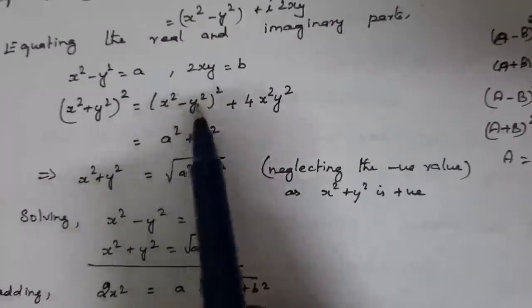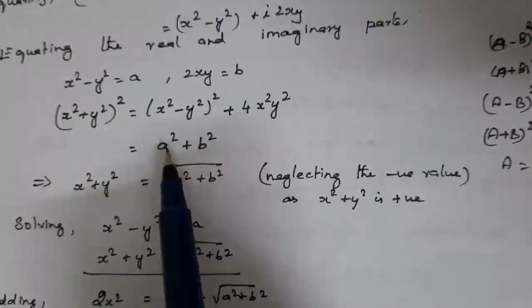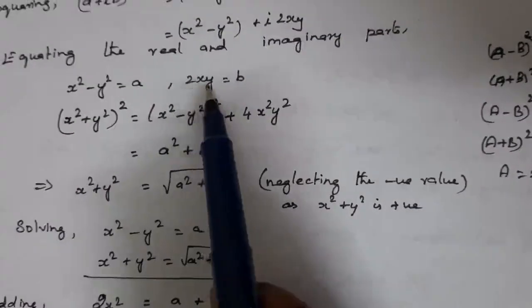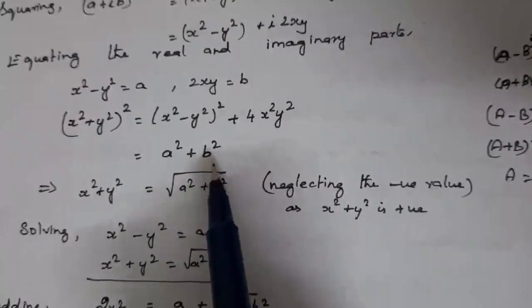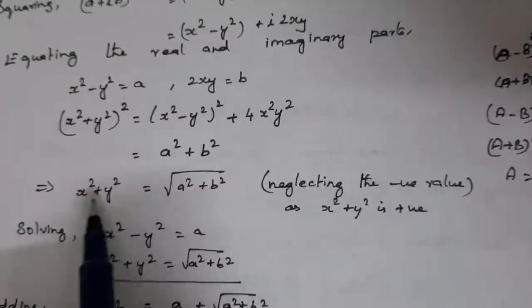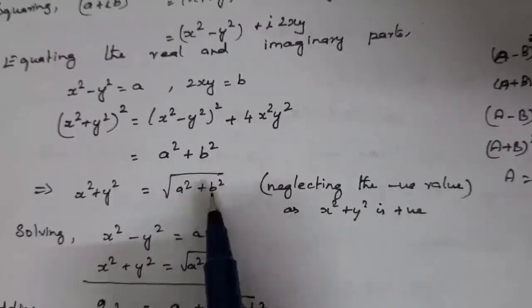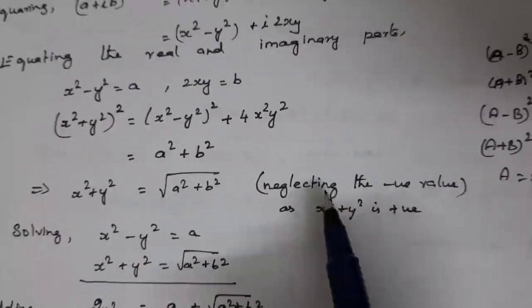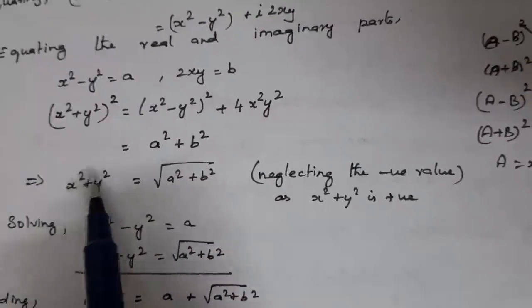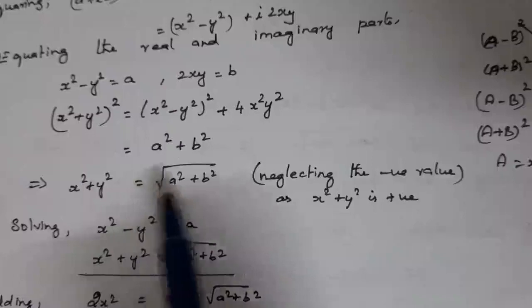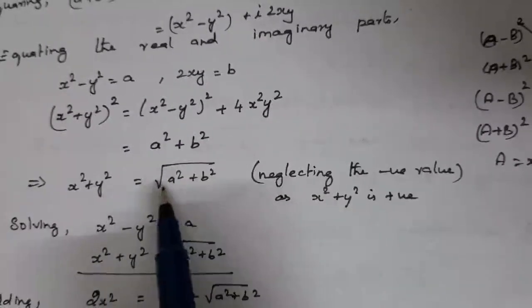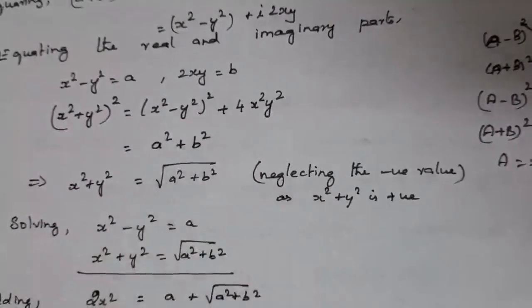Now, what is x squared minus y squared? That is nothing but small a, so small a squared. And 2xy is b, so 4x squared y squared will be b squared. So taking the square root, x squared plus y squared is equal to root of a squared plus b squared. We can neglect the negative value because x squared plus y squared, being squared quantities, will always be positive. So instead of the negative value, we have taken the positive value, root of a squared plus b squared.